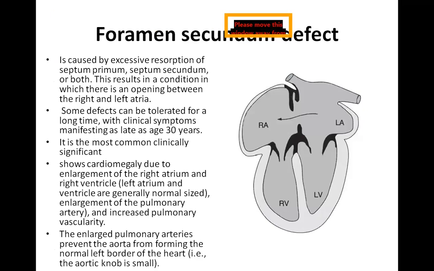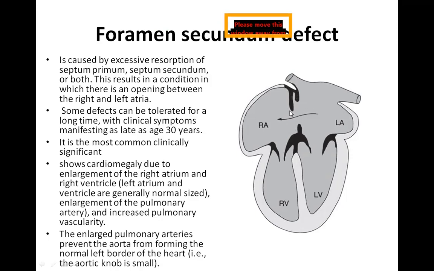Now there are foramen secundum defects. It is caused by the excessive absorption of the septum primum and septum secundum or both. So this results in a condition in which there is an opening between the right and the left atria. Such defects are known as atrial septal defects. Some defects can be tolerated for a long time, with clinical symptoms manifesting only as late as 30 years of age. It is the most common clinically significant condition.